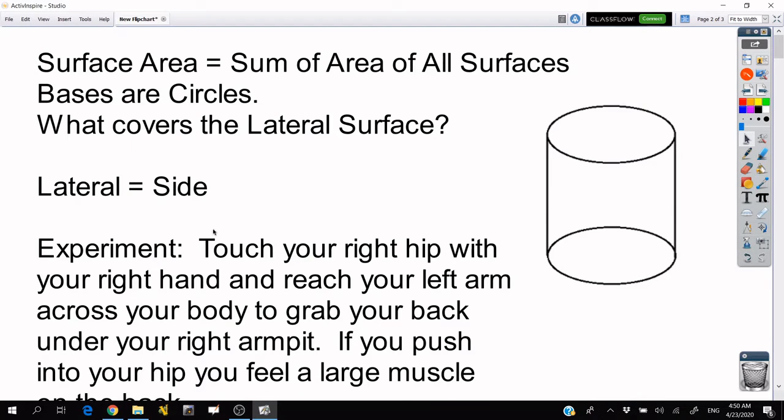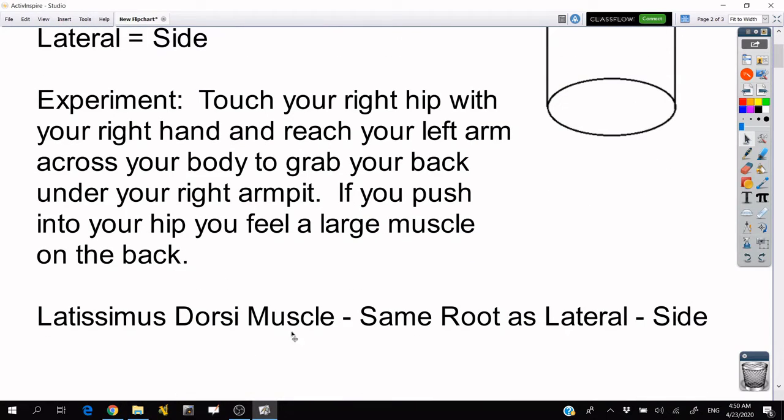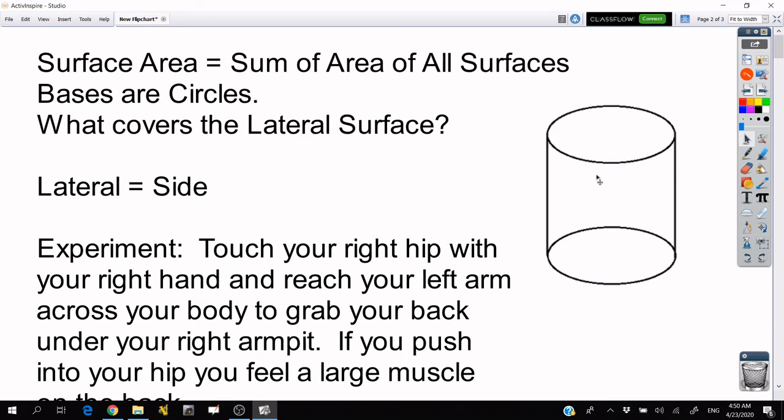Lateral means side. So as an experiment, just to look at this word lateral, I want you to touch your right hip with your right hand and reach your left arm across your body to grab your back under your right armpit. If you push into your hip, you'll feel a large muscle on the back kind of bump out. That muscle is called the latissimus dorsi muscle. It's the same root word as lateral. It's literally side. So that muscle group is the side muscle group. That's how it's labeled in Latin.